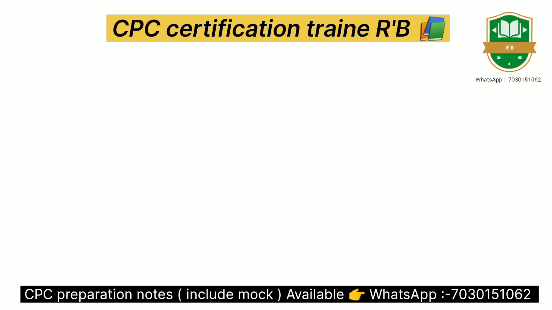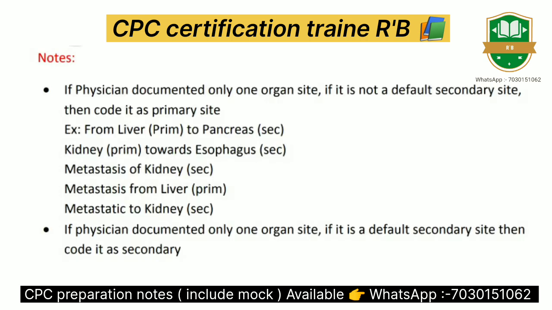See, if the patient is documented only one organ site is not a default secondary site, then code primary first. Example, liver primary, liver to pancreas, pancreas secondary. Okay. Then next kidney primary toward esophagus, secondary. You can read one by one.